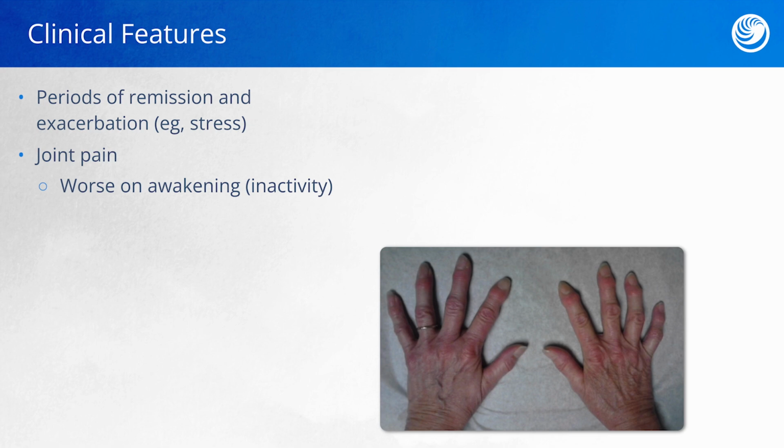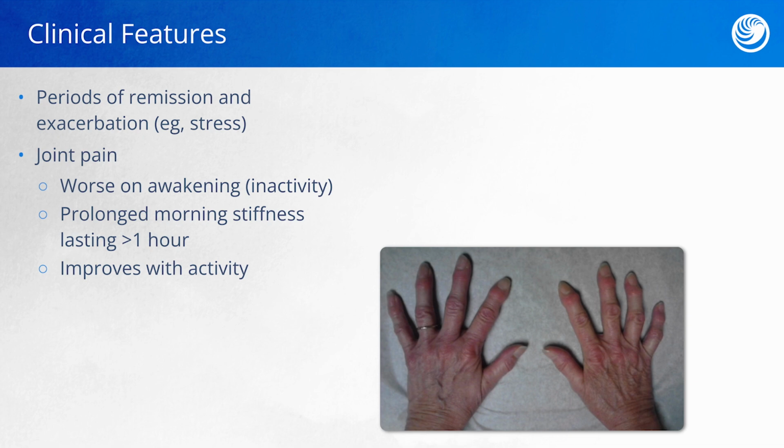A great way to distinguish RA from osteoarthritis, or OA, is that it has prolonged morning stiffness lasting more than 1 hour. OA is going to have morning stiffness that does not last nearly this long, and it's going to be relieved a lot more easily. Pain from RA improves with activity, but is not going to go away.